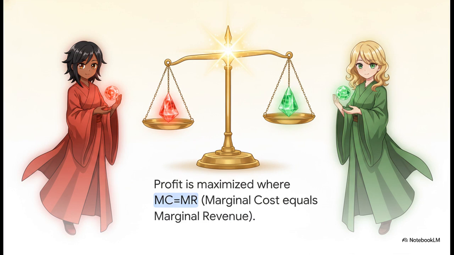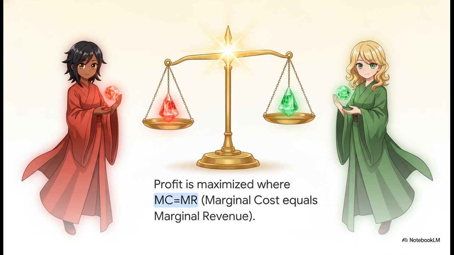Okay, if you remember only one thing from today, make it this: the golden rule of profit maximization. MC equals MR. Marginal cost equals marginal revenue. Listen, whether you are a massive monopoly, an oligopoly, or just a tiny little coffee shop, if you want to maximize your profit, you have to produce exactly at the quantity where the cost of making one more unit perfectly equals the revenue you get from selling it.